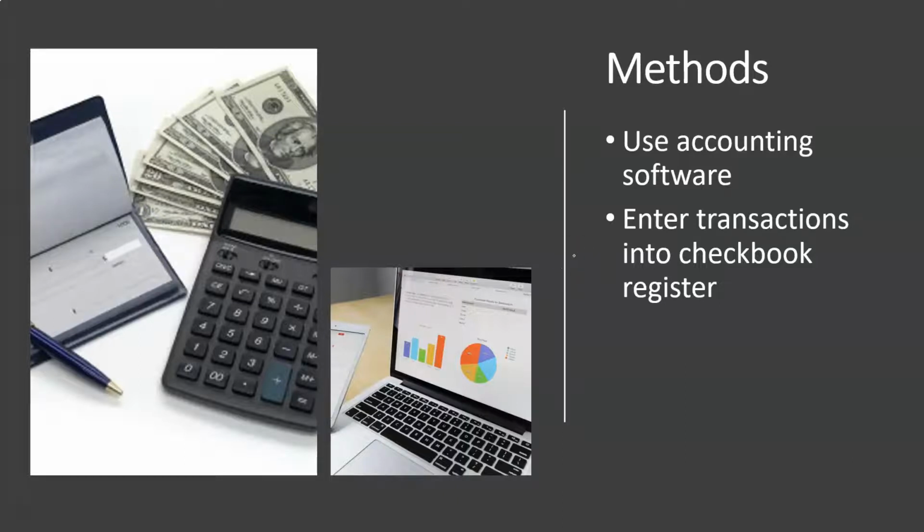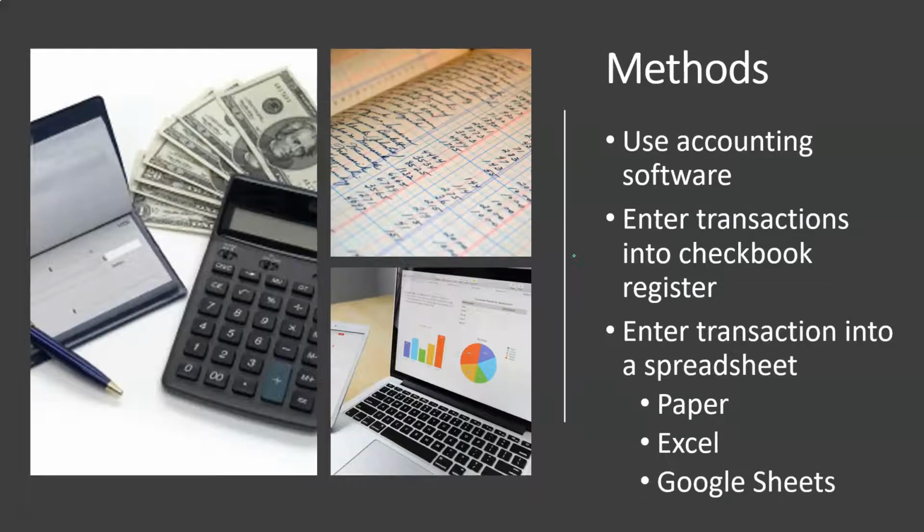We enter the transactions into the register, recording the transactions as we make them, so that we can then compare the transactions we recorded, compare our running balance in our check register then to the bank, on a periodic basis, oftentimes on a monthly basis when we get the bank statement. And we can also enter the transactions into a spreadsheet.